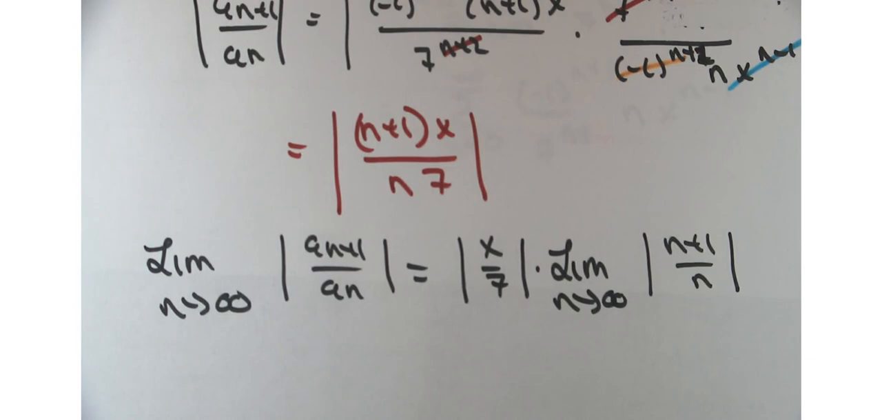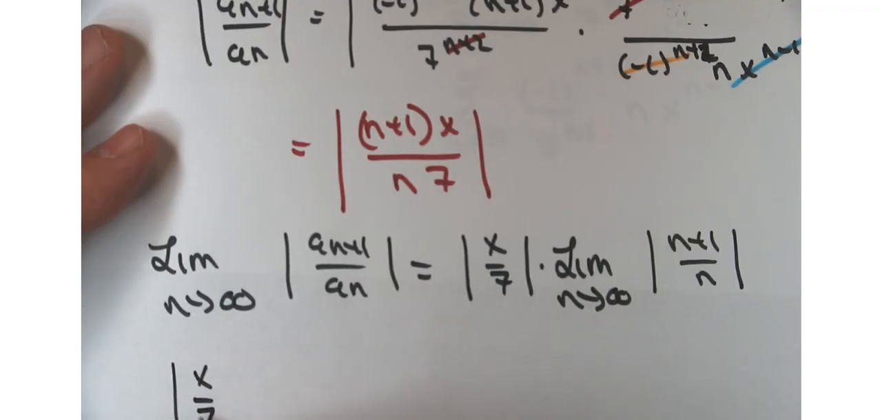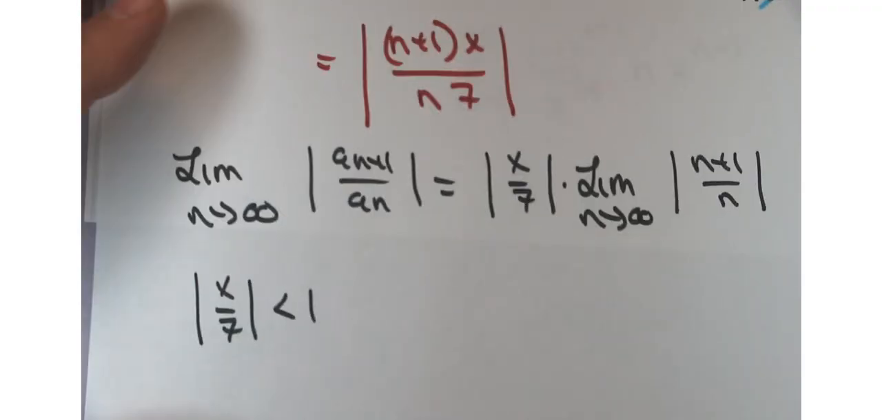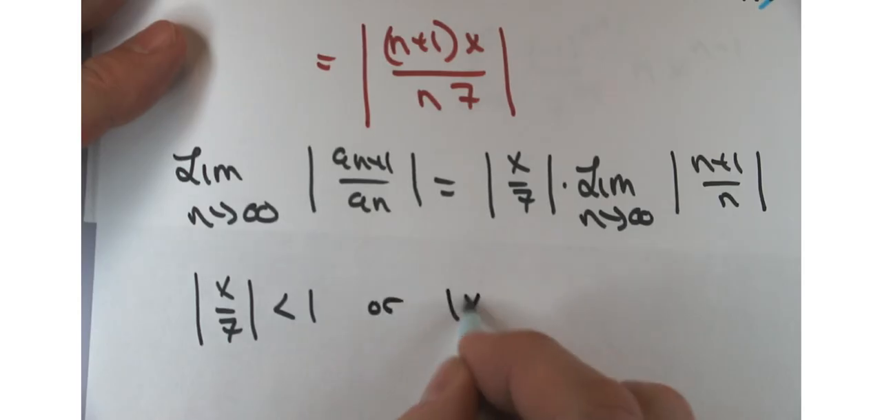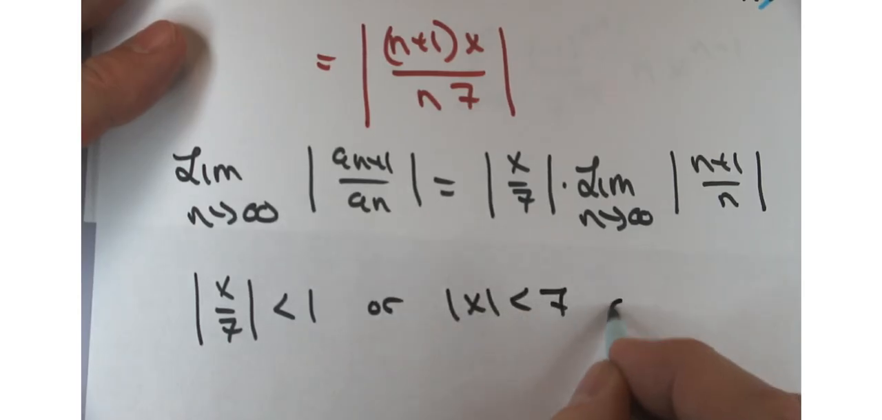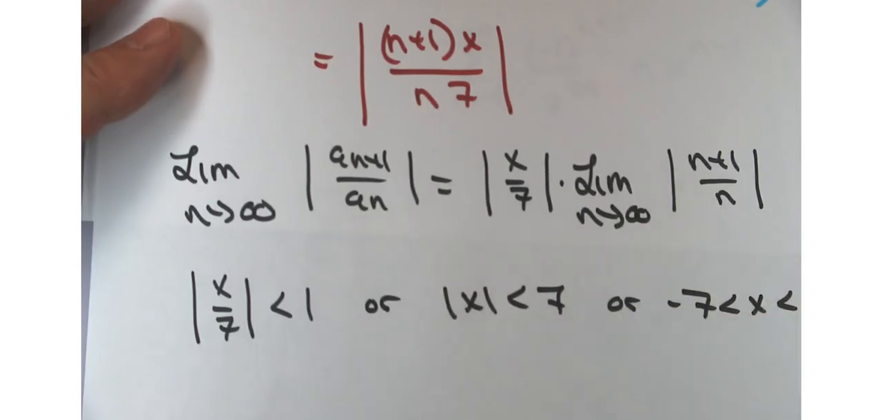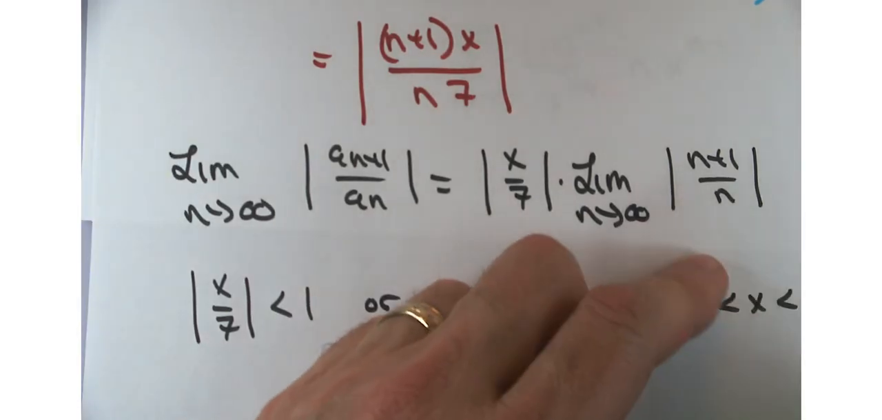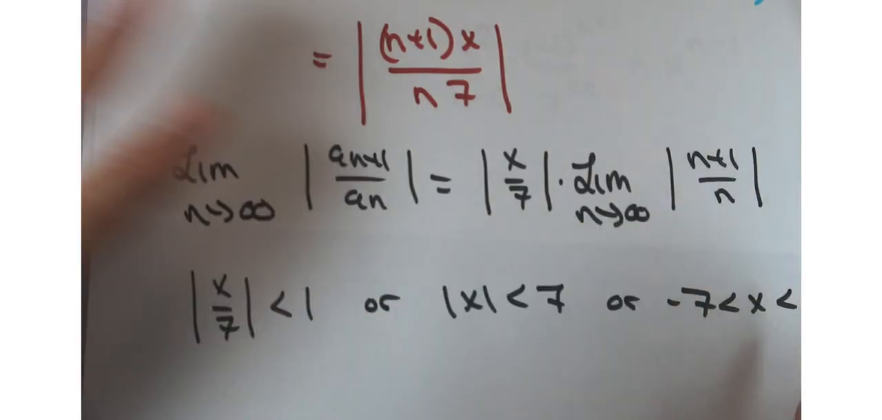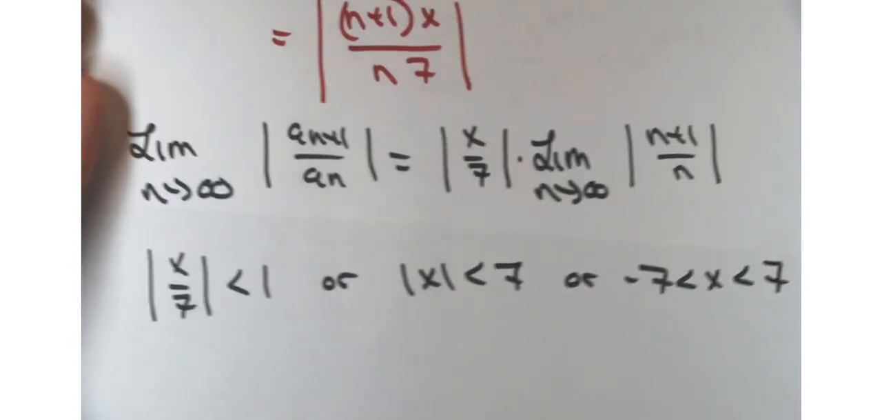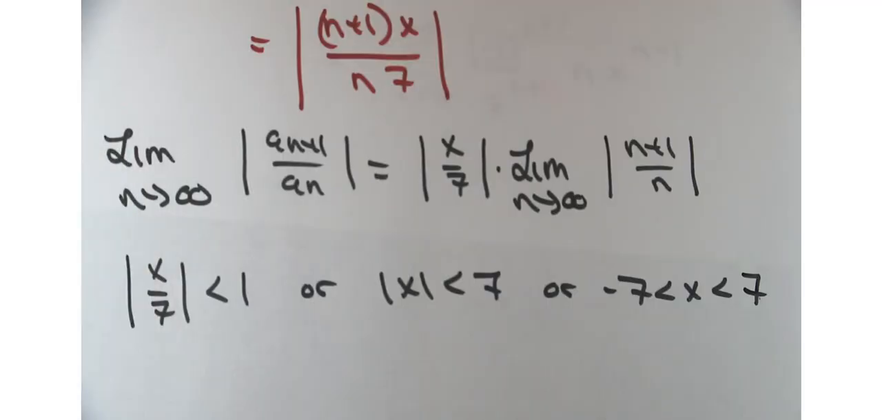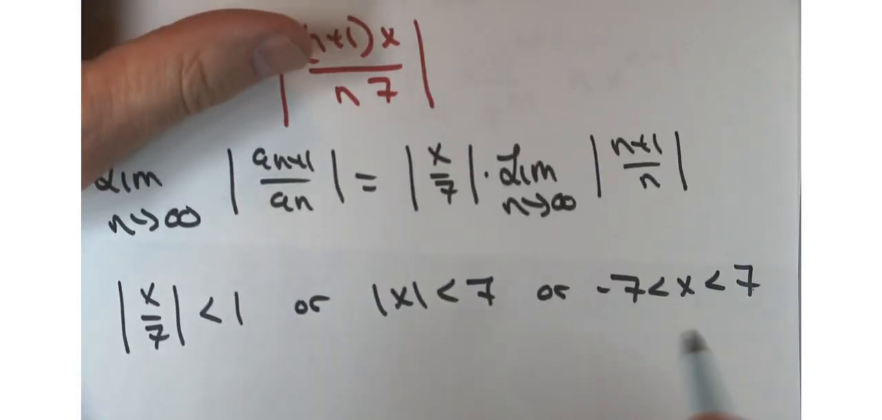1. So I really get the absolute value of x over 7 is less than 1. That's going to be true when the absolute value of x is less than 7. We've seen this before: negative 7 is less than x, less than positive 7. And that's your interval of convergence. You're not actually going to get convergence at either endpoint, so that's as far as we can go. So that's your interval of convergence.